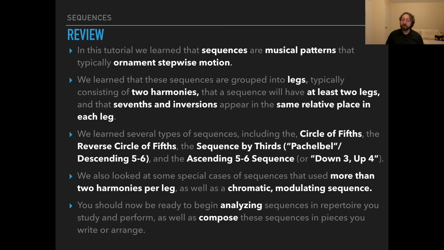We learned several types of sequences, including the circle of fifths, the reverse circle of fifths, the sequence by thirds, which I've also deemed the Pachelbel or descending 5/6 sequence, and the ascending 5/6 sequence, which I've referred to as the down 3 up 4 sequence. We also looked at some special cases of sequences that used more than 2 harmonies per leg, as well as a chromatic modulating sequence. You should now be ready to begin analyzing sequences in repertoire you study and perform, as well as compose these sequences in pieces you write or arrange.